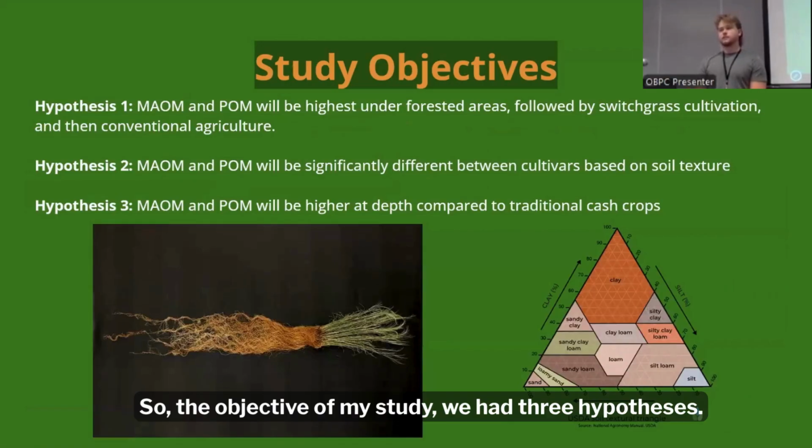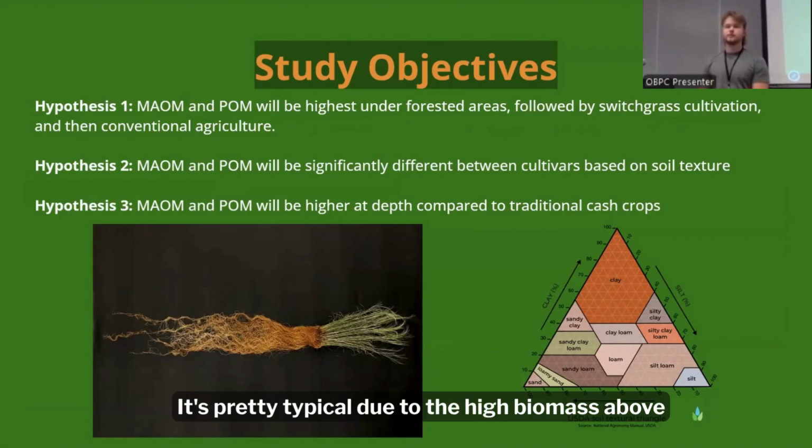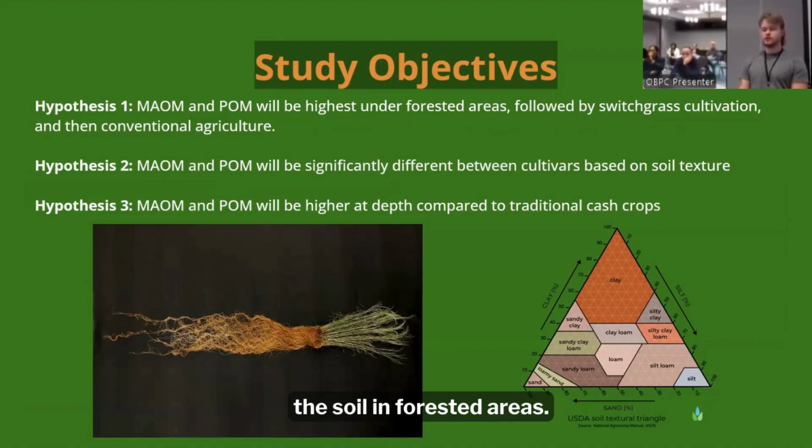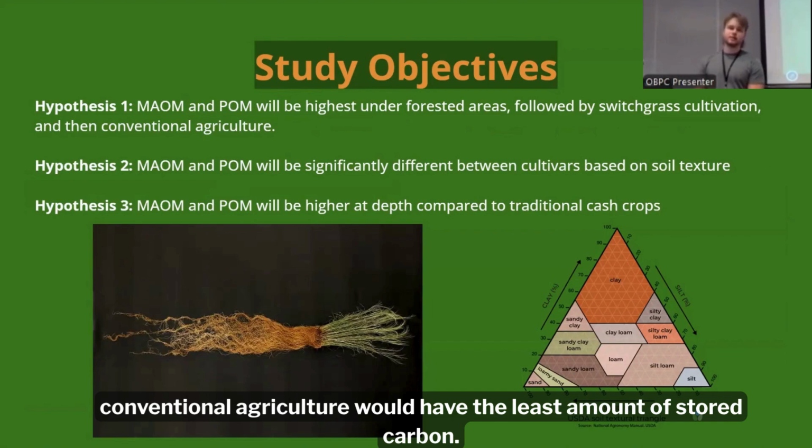So for the objective of my study, we had three hypotheses. The first one is that MAOM and POM will be highest in forested areas, pretty typical due to the high biomass above the soil in forested areas. And then this would be followed by switchgrass. And then lastly, conventional agriculture would have the least amount of stored carbon.